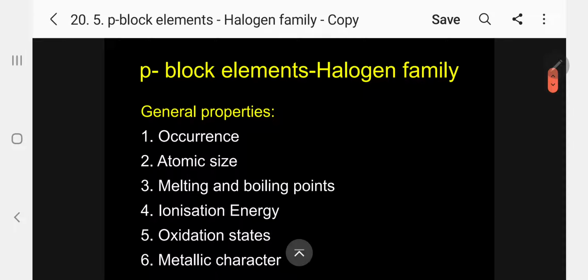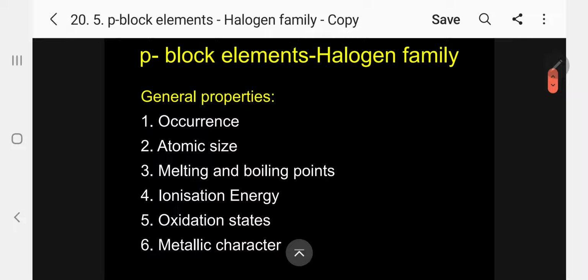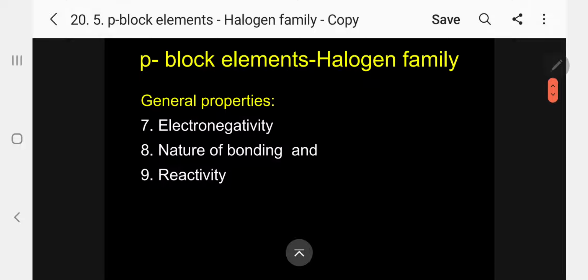Now, today I am going to discuss the general properties of the halogen family as usual. Then only I will go for the individual members, the preparation and properties of the compounds. First, general characteristics and occurrence. Number 2, atomic size. Number 3, melting and boiling point, that is physical properties. Then ionization energy, oxidation state, metallic character, electronegativity, nature of bonding, and reactivity. These are the general properties I am going to discuss under the halogen family. Kindly follow.